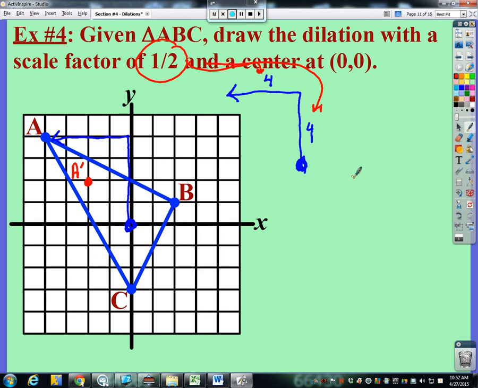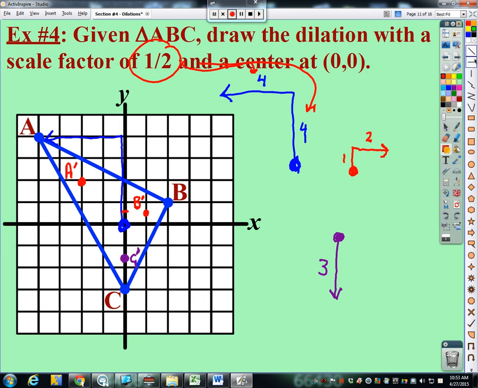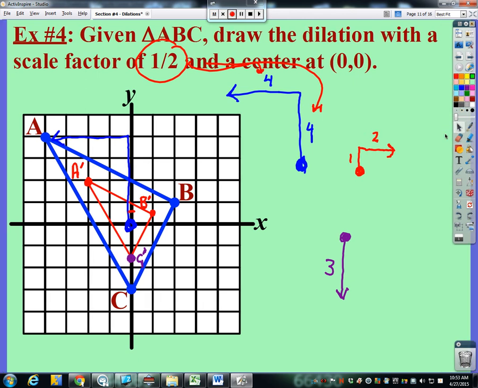So I could do the same thing with B. With B, I'd start at my center, and I would go, let's say, up 1 over 2. So again, cut both of these in half, and then I'd really go up a half and over 1, right? Up a half over 1, there's B prime. And then last but not least for C, well, from C I just went down 3. So if I take half of that, I'd only have to go down 1.5. And there's C prime. So again, if I connect all those 3 points together, there's A prime, B prime, C prime, and it's the same triangle that I had before.